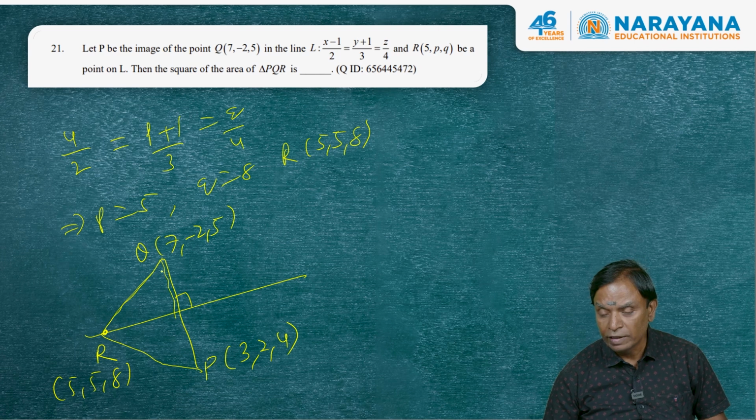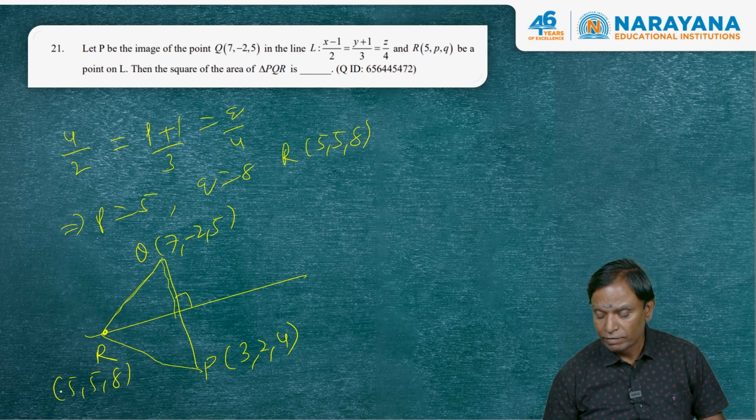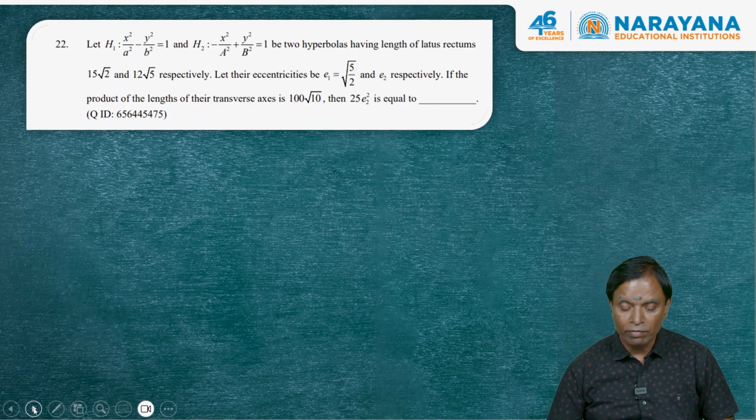Followed? Calculate the area of this triangle. Multiply the area by 2. You will get the area of the triangle PQR. Or simply, you take PR cross PQ, or QR cross QP, or RP cross RQ. Cross product you can take, and you can get the area of the triangle. Right? Next, we will go to the next problem.